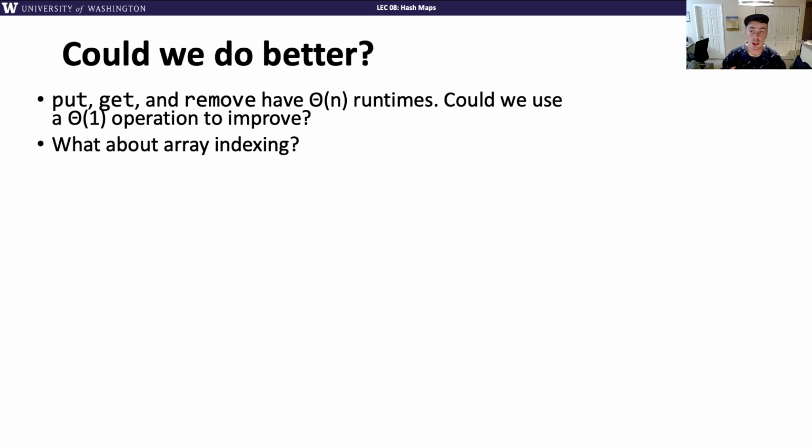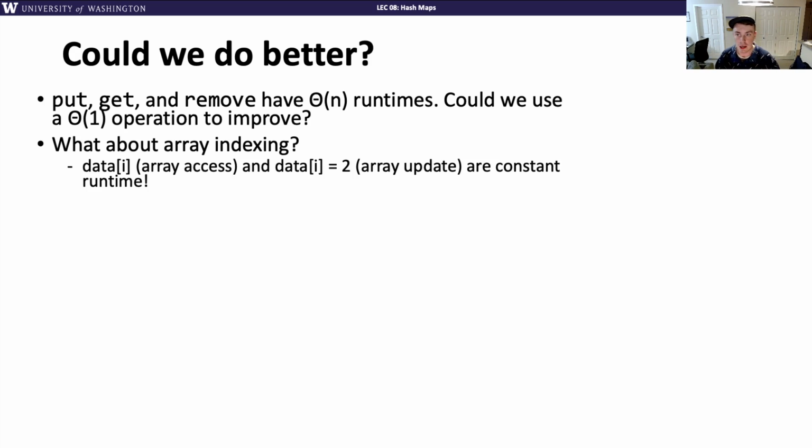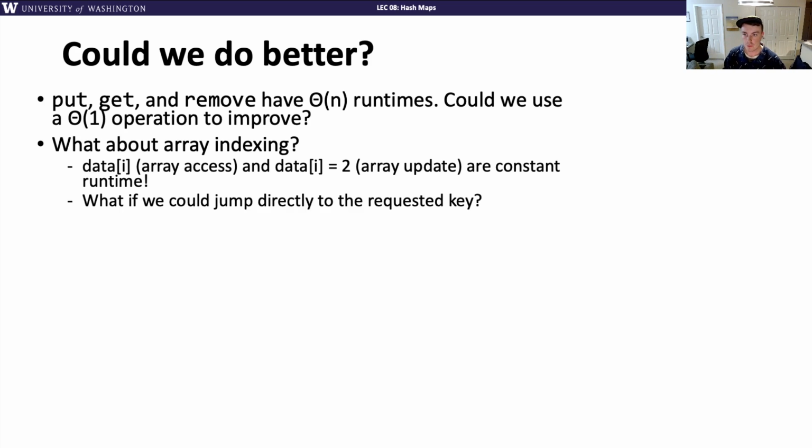And one such possible constant runtime operation that we might find useful here is this idea of array indexing. So whenever you access a value in an array, so you say, here, I have index I, I want to access data of I, or you want to set a value at a particular index, we're going to consider that to be constant runtime. It's a simple step that the computer knows how to do instantaneously.